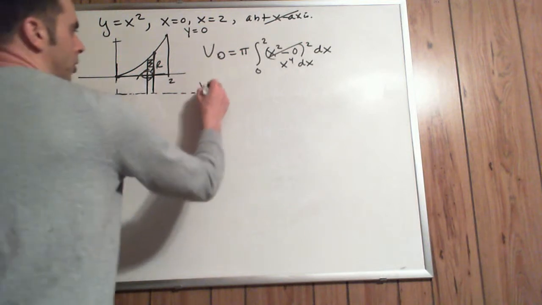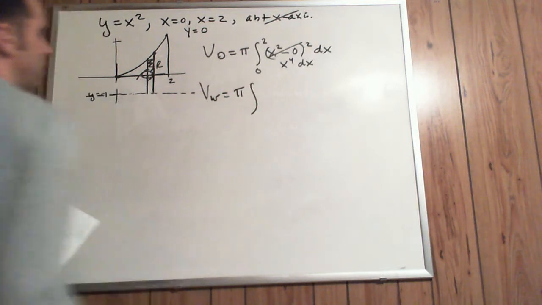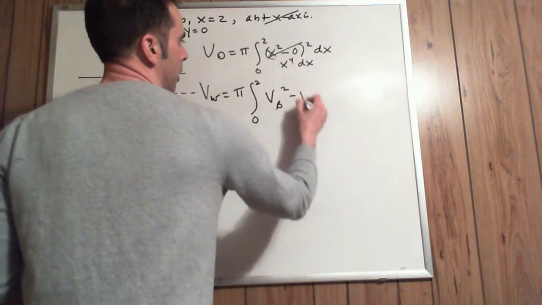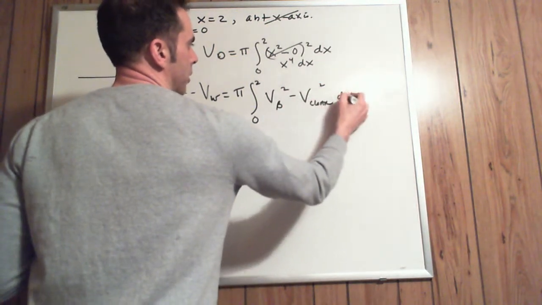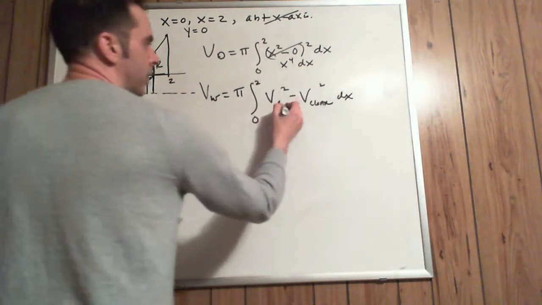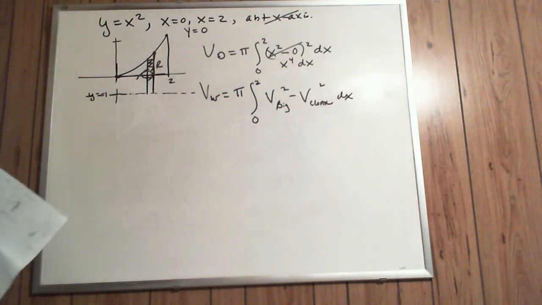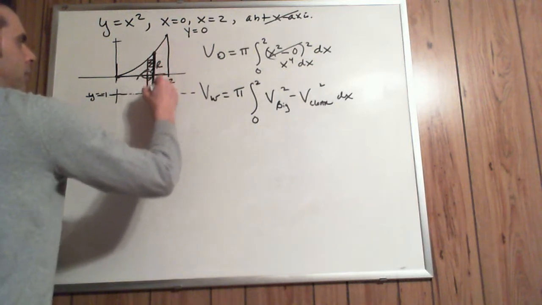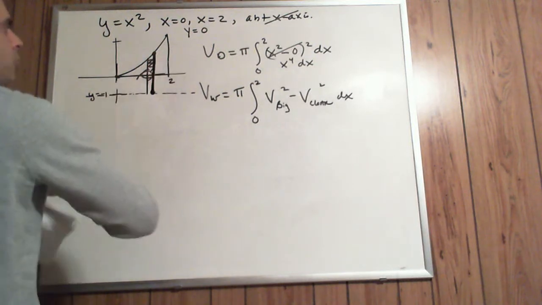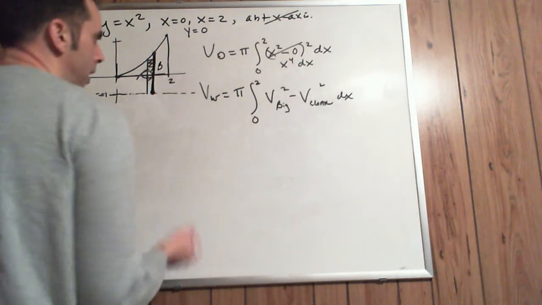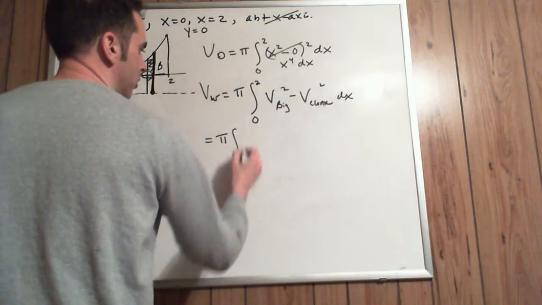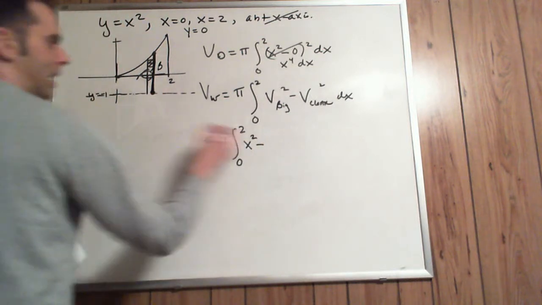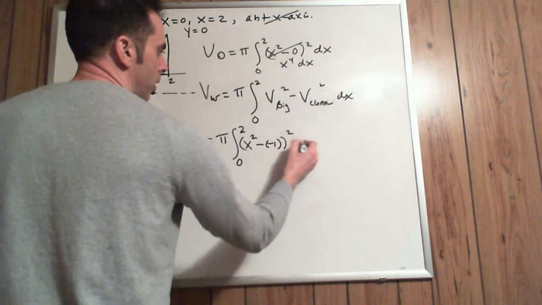So the volume by washer is pi times the definite integral from 0 to 2 of V big squared minus V clear squared. And what do I mean by V big minus V clear squared? V big is the radius of the big piece, the whole rectangle. This is the big piece. So right here, this would be the big piece. And how long is that? Top minus bottom. So it'd be pi times the definite integral from 0 to 2. The big piece is x squared minus a negative 1. Close it, square it.